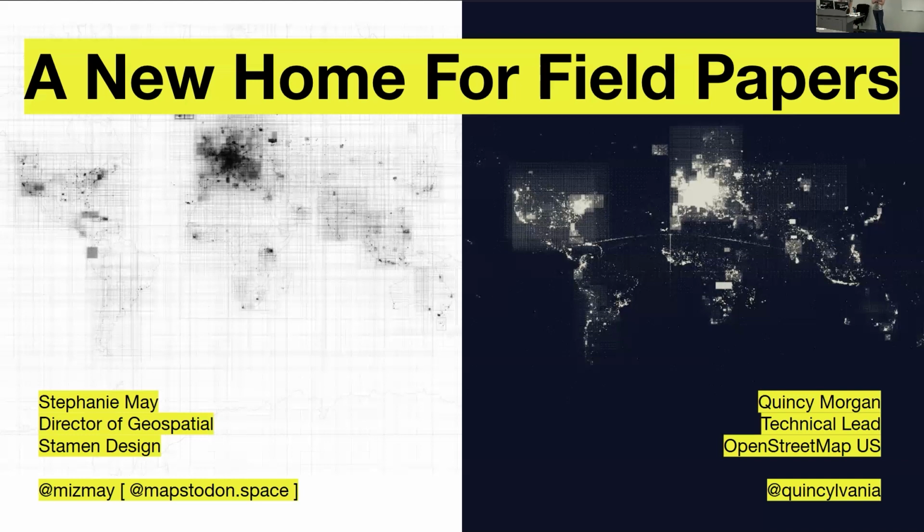Whereas Stamen Design had been the home and the place where Field Papers originated back in the 2010, 2011 era, this year, this spring, we transitioned it over into the hands of OpenStreetMap US. It became a charter project. Oh, is that fair to say? It's an in-house project. In-house project. Thank you for that distinction.